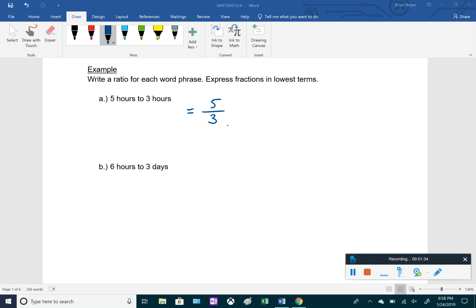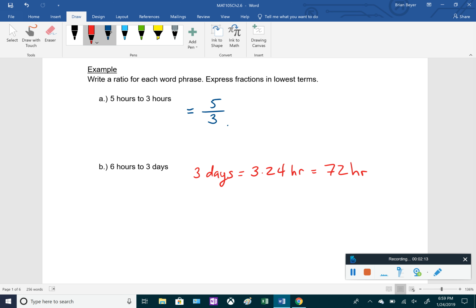And for the next one, we have 6 hours to 3 days. So this time we need to get either hours into days units or days into hours. It's going to be a little bit cleaner if we rewrite 3 days into hours. There are 24 hours in one day, so we're just going to multiply 24 hours times 3. So 3 days is equivalent to 72 hours.